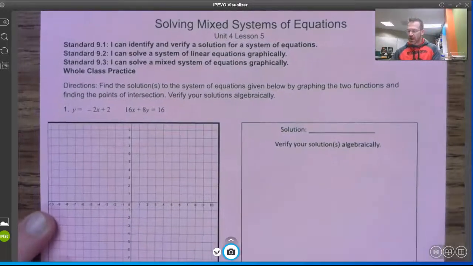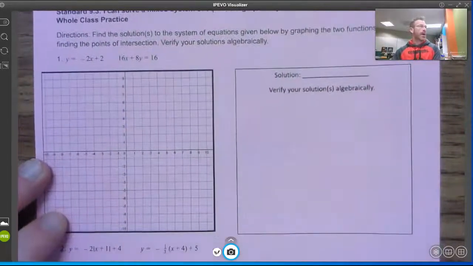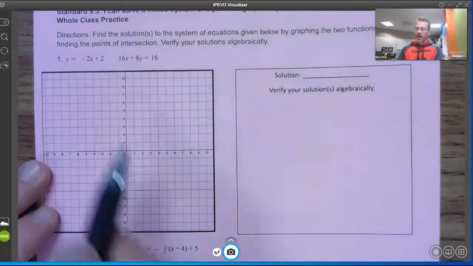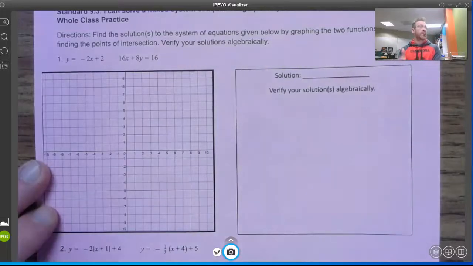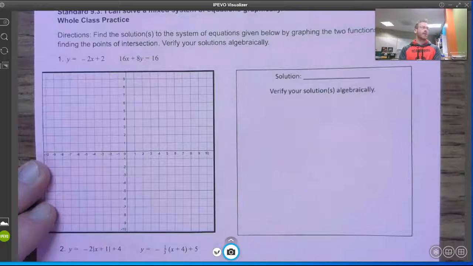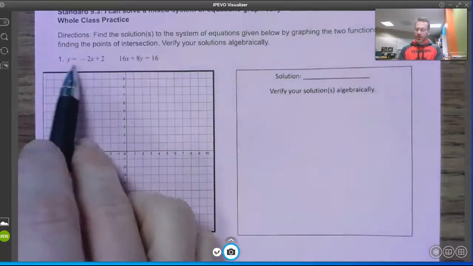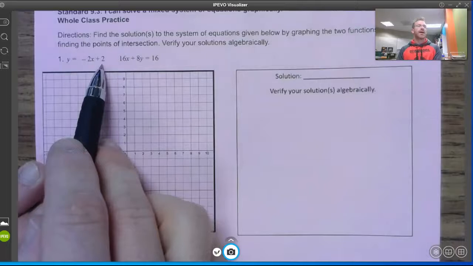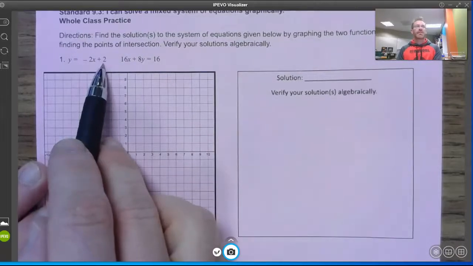So we are going to graph our systems of equations, and we're going to find our point of intersection or intersections, if they exist, and then we'll verify them. Now, remember, the first thing that you always want to do is identify what type of function you have. So when I look at my first equation here, I know it's linear. There's no exponents. There are no absolute value bars. So I know this is linear.